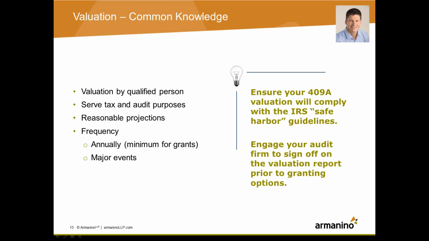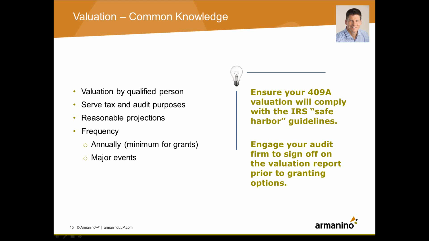So you want to make sure you've got the valuation done by a qualified third party, that the valuation can serve both your tax and audit needs, and one of the components in that valuation should be a 5-year cash flow forecast. So you want to make sure that that's reasonable in comparison to the actual history of the company. Make sure that there's not big fluctuations in comparison to actual numbers as you're going forward. And one of the things we highlight here is making sure that your valuation firm is involved in signing off on that report before you actually grant options.